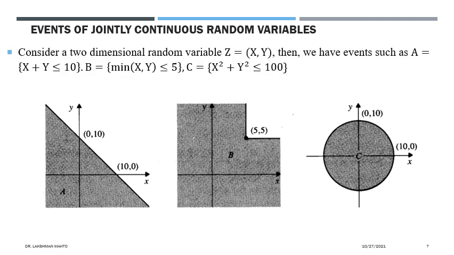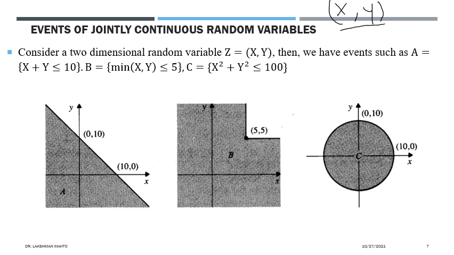So consider a two dimensional random variable. If you take two random variables jointly, x and y, we can say that it is a two dimensional random variable. And if you consider x and y individually, we can say that x and y are both jointly continuous.